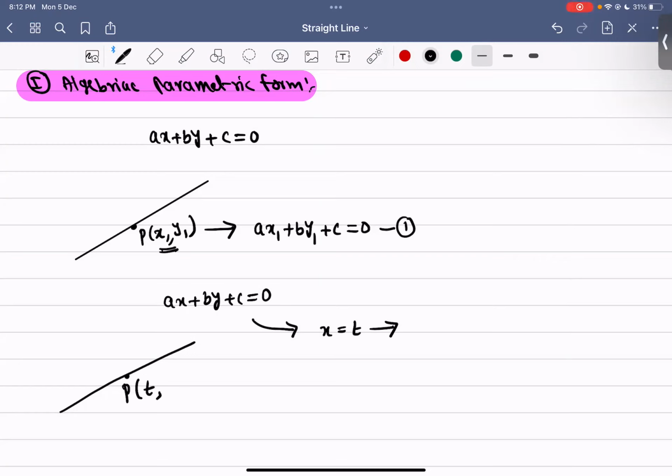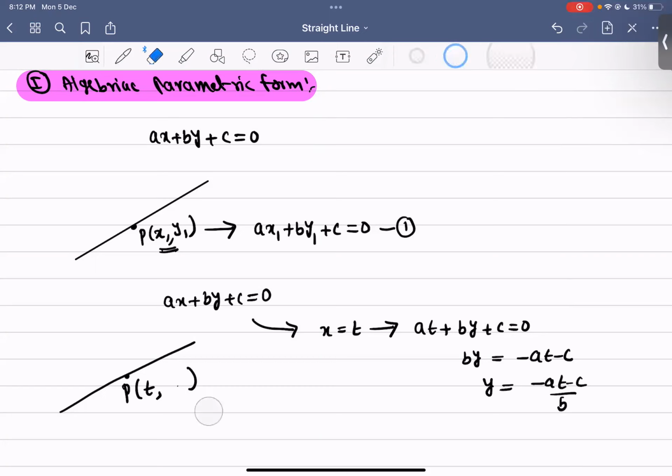Now if x = t, then we need the corresponding y value. For that, you put x = t in ax + by + c = 0 and isolate y. Therefore by = -at - c. Here y is our requirement, that is y = (-at - c)/b. So this is the corresponding y value. Now we write, in place of y, (-at - c)/b. If you consider the point like this, I considered x = t, and the corresponding y value in terms of t I found. Now the point is (t, (-at - c)/b).